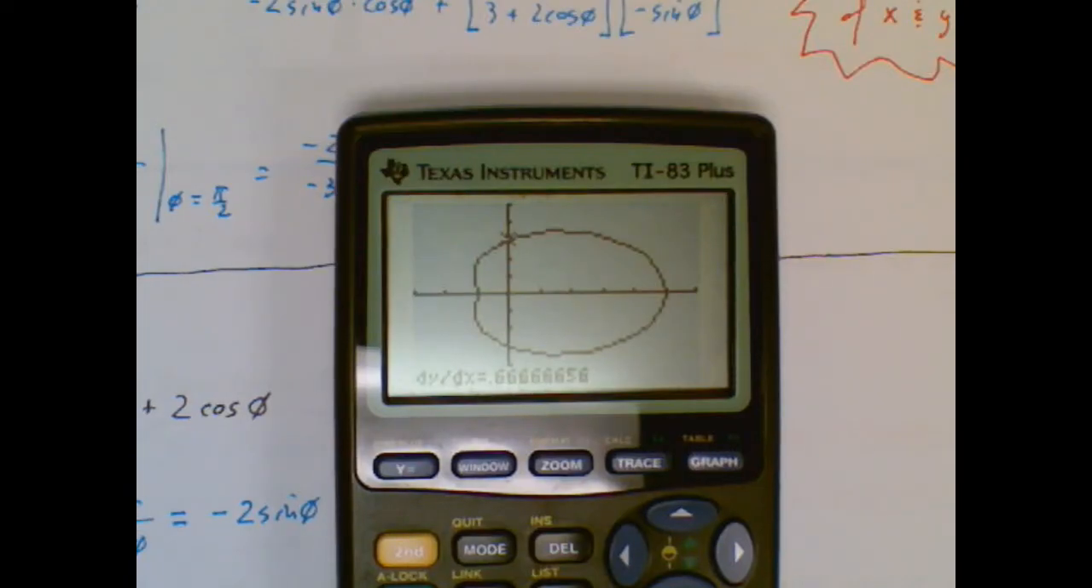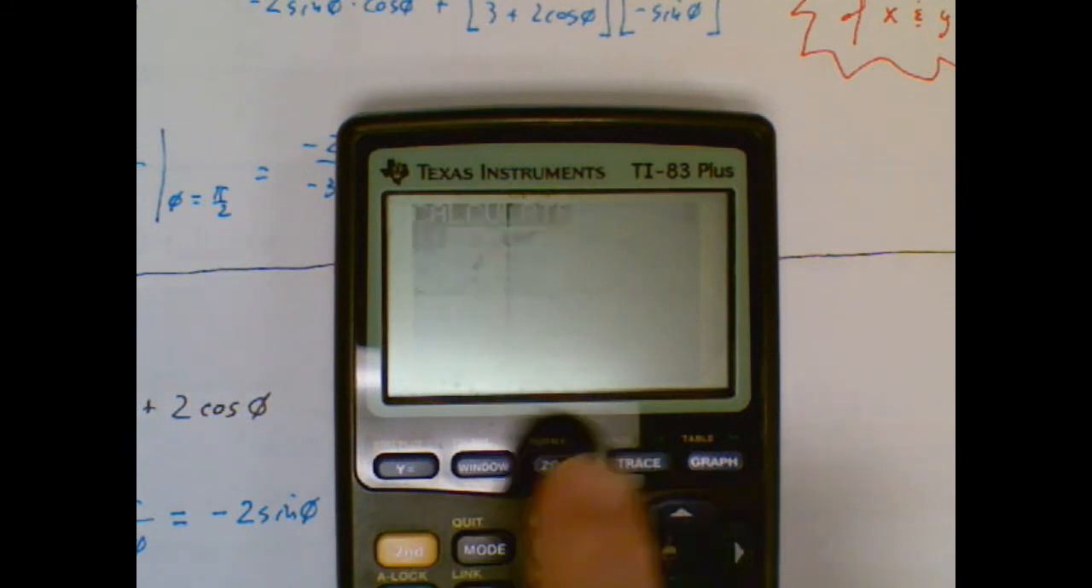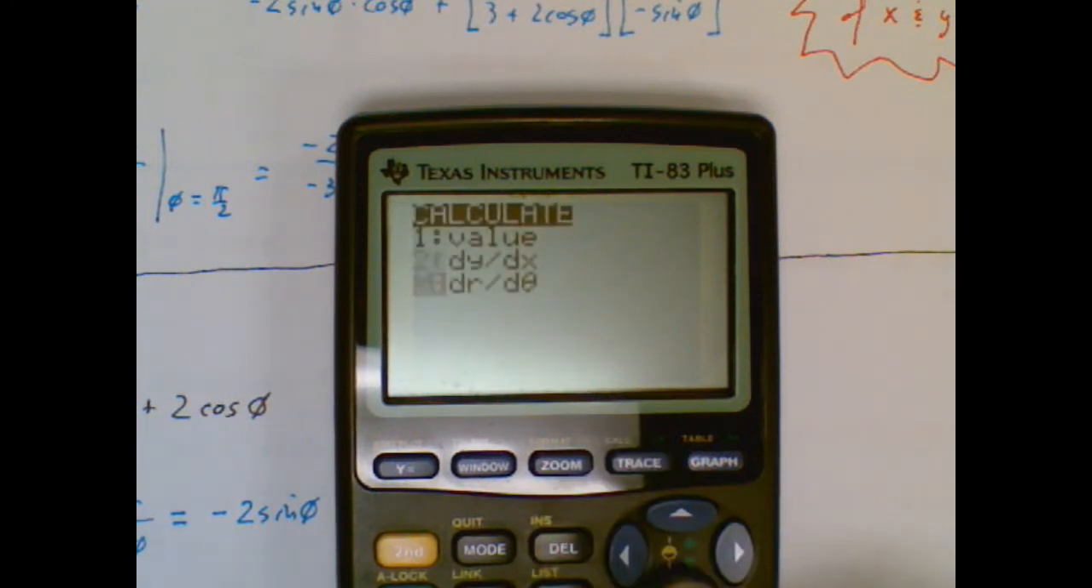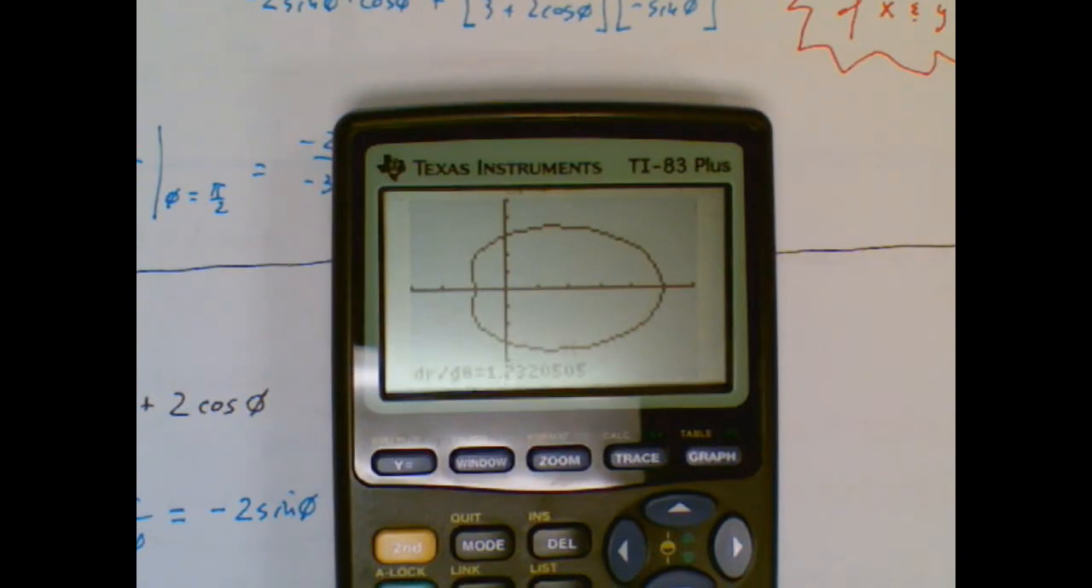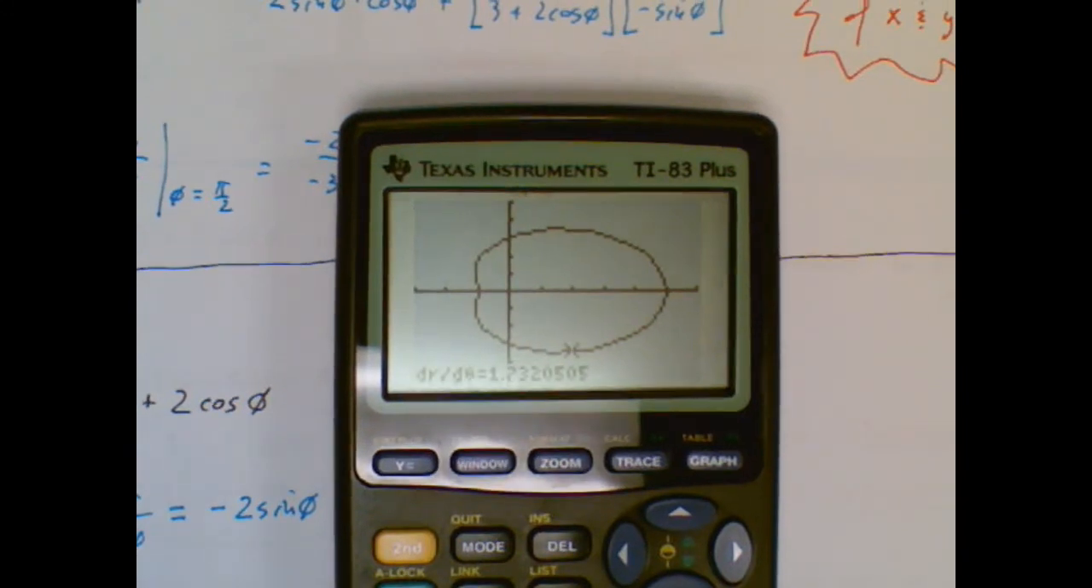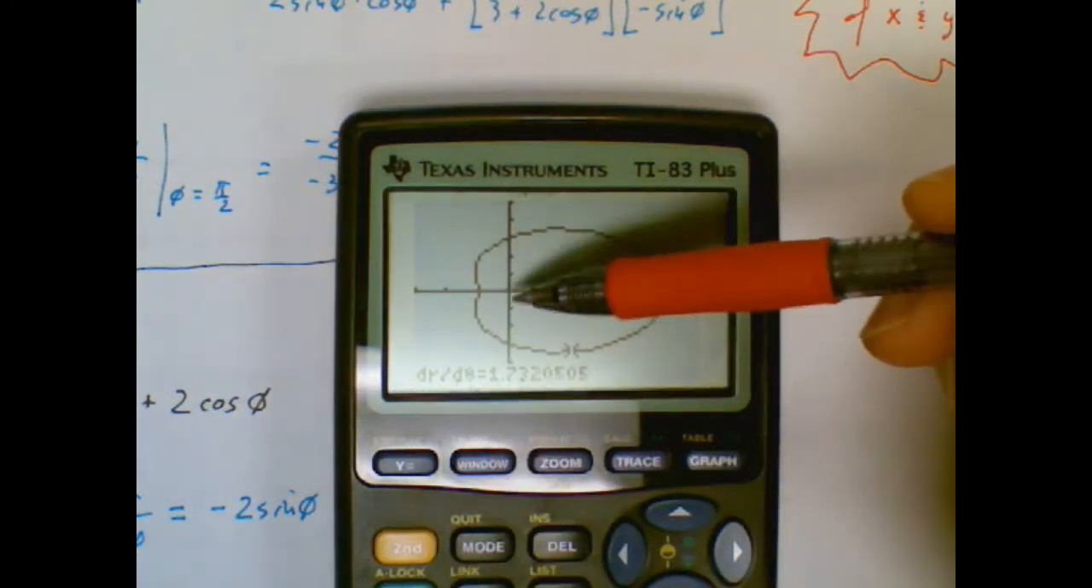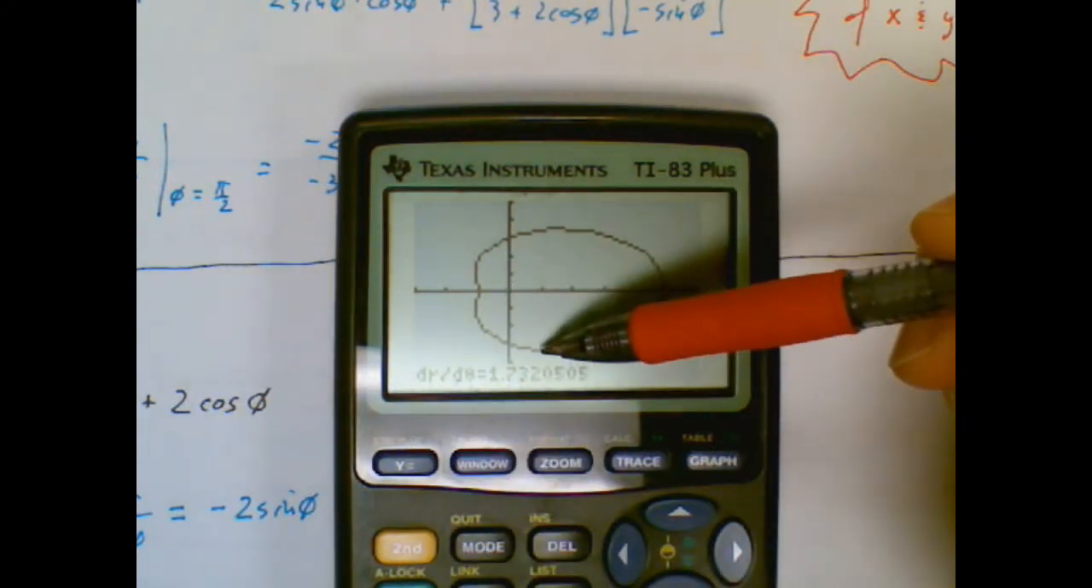Okay, so there's my curve, and I'm going to go to the derivatives. And now I'm going to choose dr/d theta. And we said at 5 pi over 3, my dr/d theta was positive. So I'm going to investigate that spot, 5 pi over 3. And sure enough, my dr/d theta is positive. It's positive 1.7.